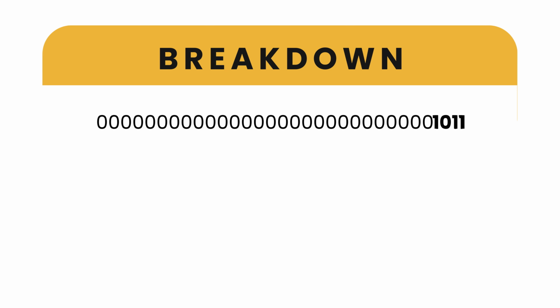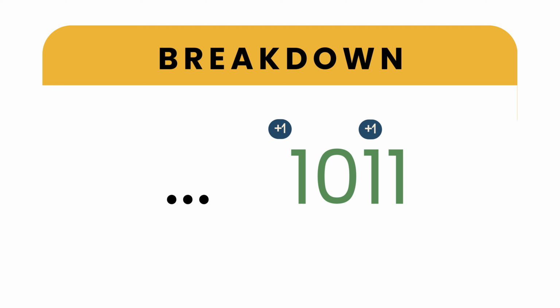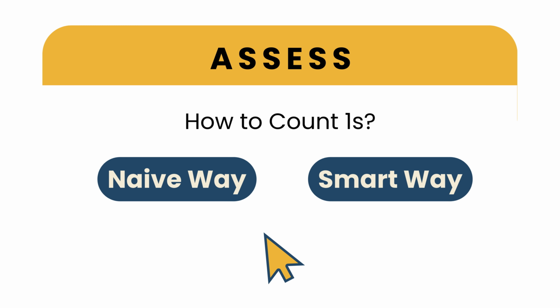Let's break it down. Given a 32-bit unsigned integer, your job is to count how many ones are in its binary representation. For example, the input here is a number where only a couple of bits are set, and we need to count all of them to get the answer. Now, let's assess our approaches.